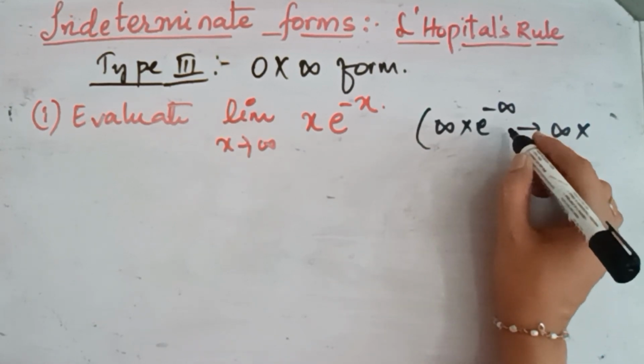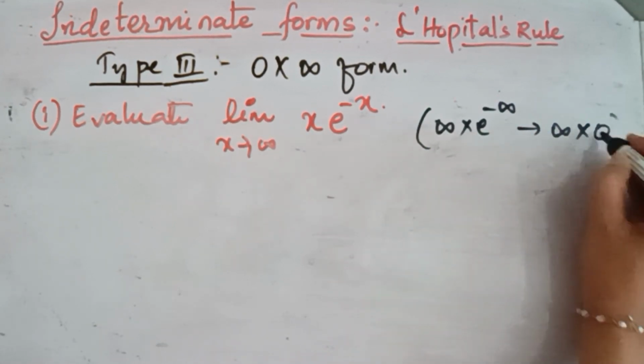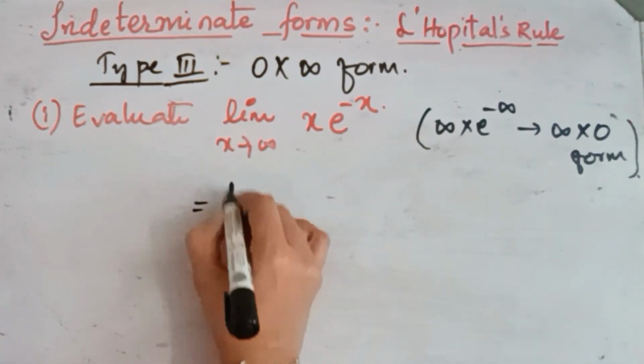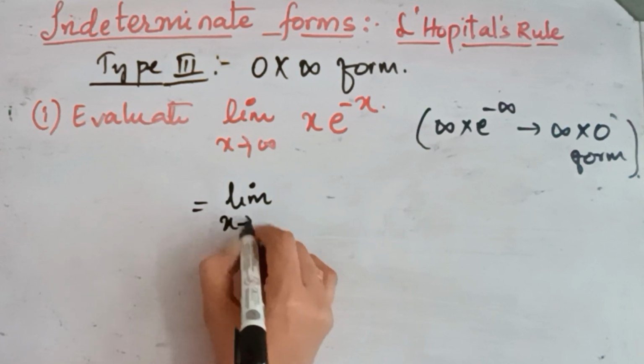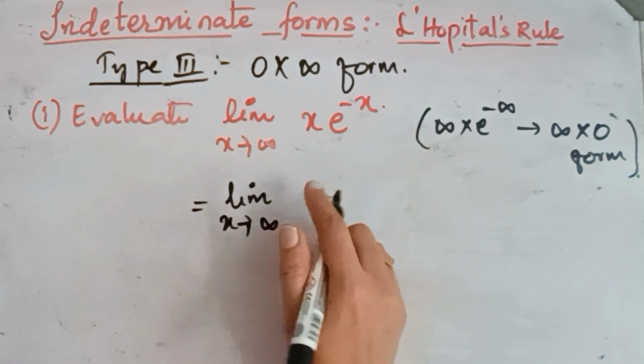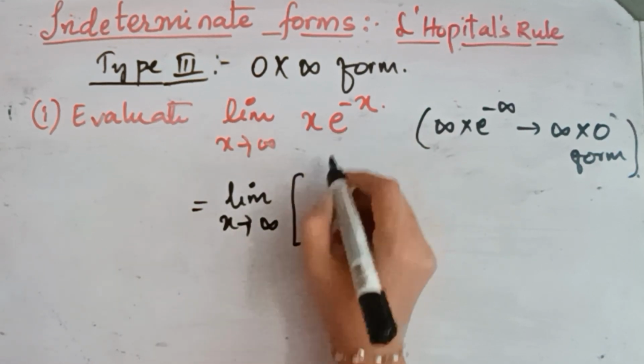e power infinity is infinity, 1 by infinity is 0. So it is 0 into infinity form. Hence, I have to convert it either to infinity by infinity form or 0 by 0 form. Let us see which conversion is possible here. So just rewriting the terms.